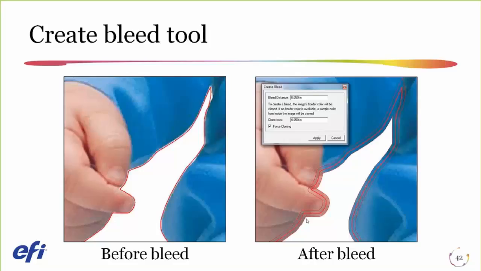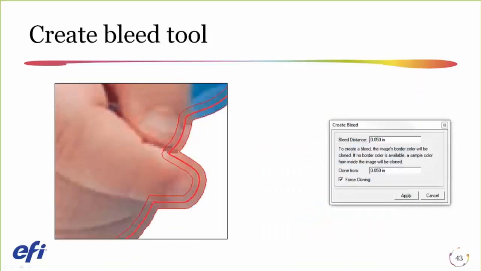Okay, let's take a closer look at this. Here is a close-up of the hand of our little guy. When you launch this tool, you have three variables. The first is clone from, and the thick line here is the actual cut path. That's the outline. How far in do I want to go to sample pixels? If you remember, there's a white gap inside the cut path already on some of these.